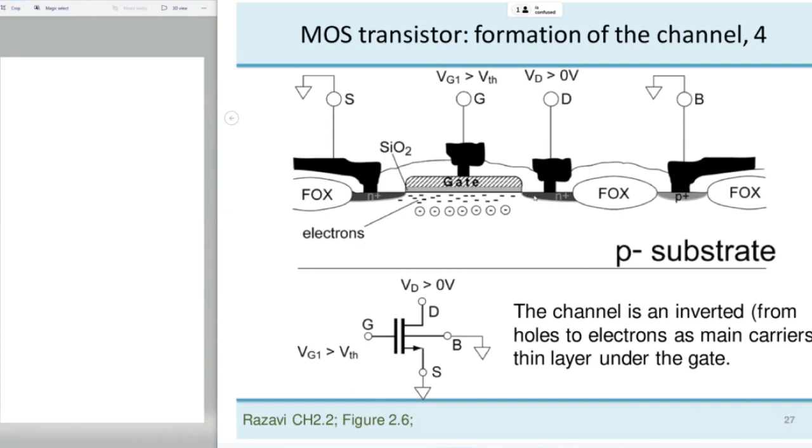Equivalently said, there will be current flowing from the drain to the source. The channel is inverted from holes to electrons as main carriers in a thin layer under the gate.